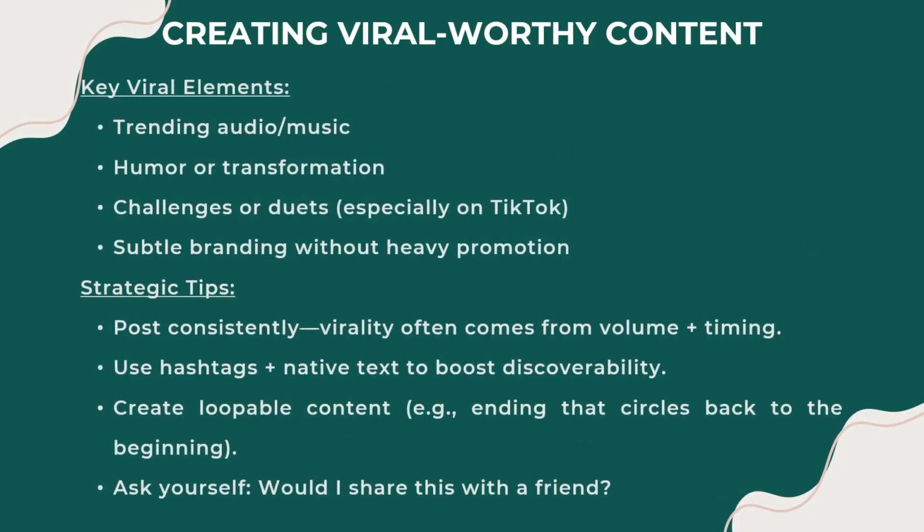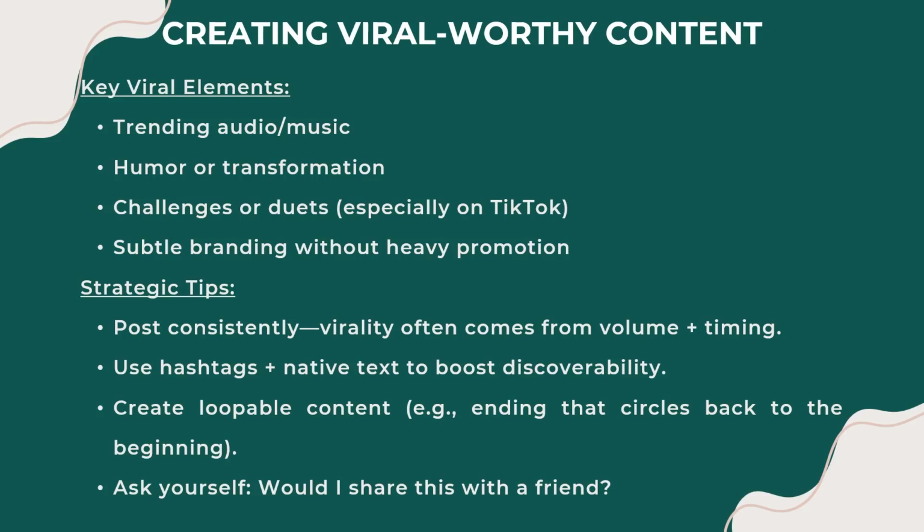So what are the different key viral elements that we can use for our content to go viral? First, we need to use trending audios or music to go viral. We have to see the different humor or transformation that we can use for our videos. We have to do different challenges, or we have to do duets, especially on TikTok and Instagram reels, to go viral. Or we can do subtle branding without heavy promotion, so people don't see that the video is getting promoted or that this video has some promotion in it. So we have to do subtle branding with it as well.